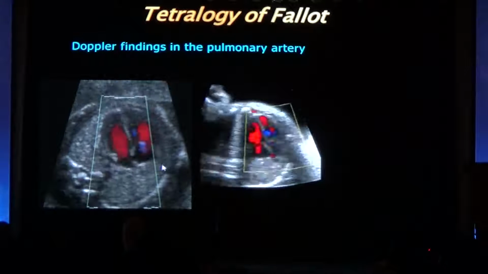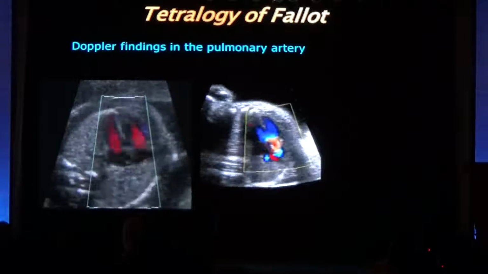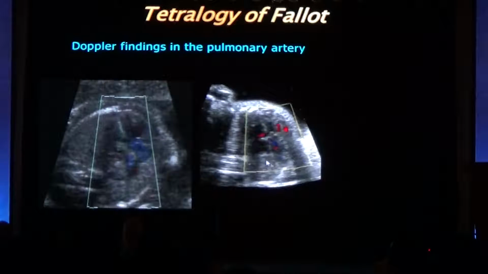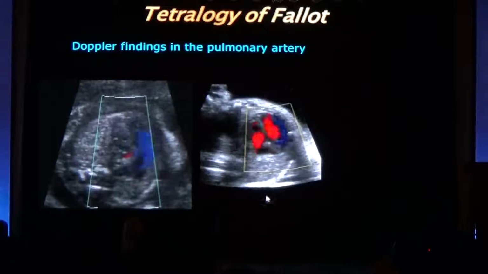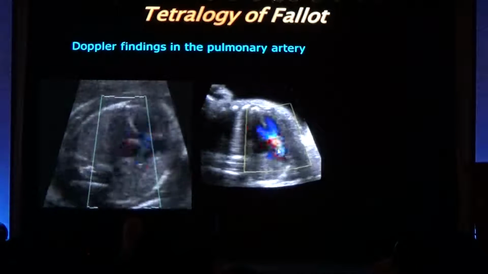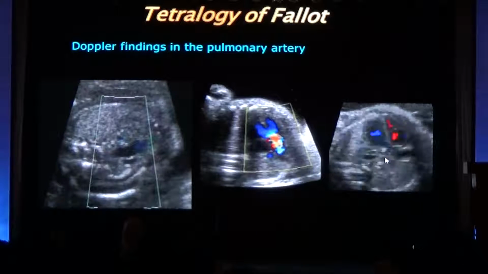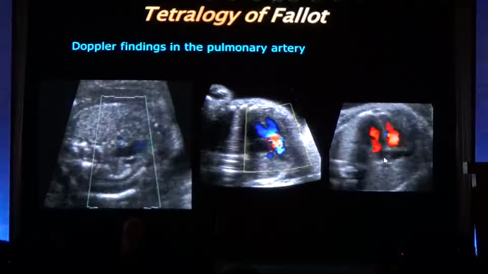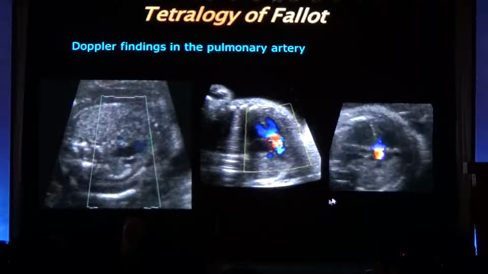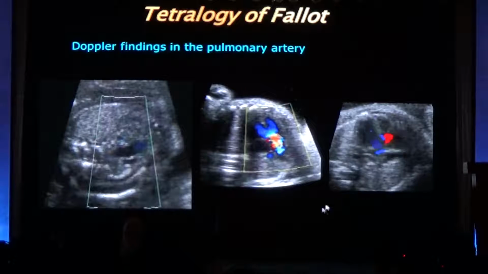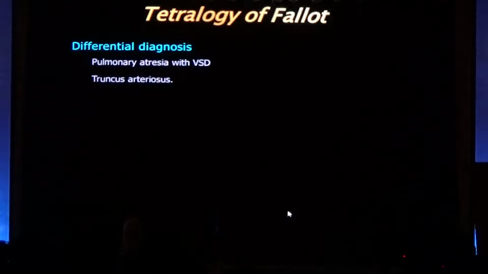Otherwise, when you look at Doppler, it's mostly to see the turbulence in the ascending aorta and look at the presence of the pulmonary underneath the aorta. Same thing over here with the turbulence in the ascending aorta due to the increased flow. The differential diagnosis here is pulmonary atresia with ventricular septal defect and the truncus arteriosus.